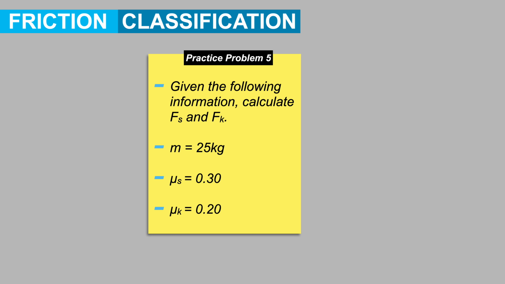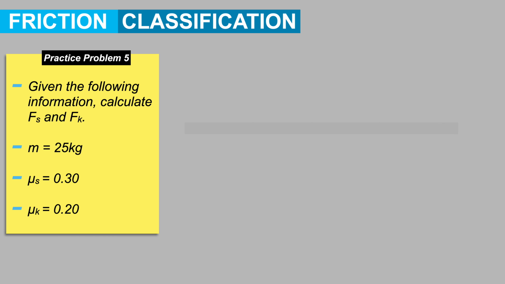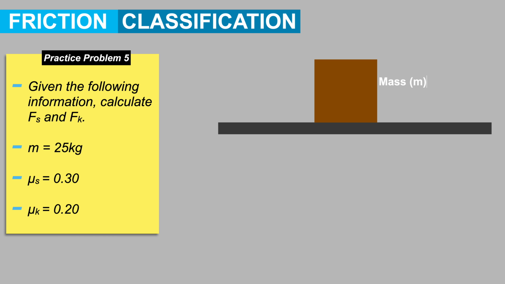Given the following information, calculate Fs and Fk. To help with our calculation, let's first make a diagram. Let's say we have a box and it has a mass of 25 kilograms. An X amount of force is applied to the box to move it. With the applied force, there is an opposition of friction. This friction is either static or kinetic. The reason being is because static and kinetic friction cannot exist at the same time. It's always one or the other.